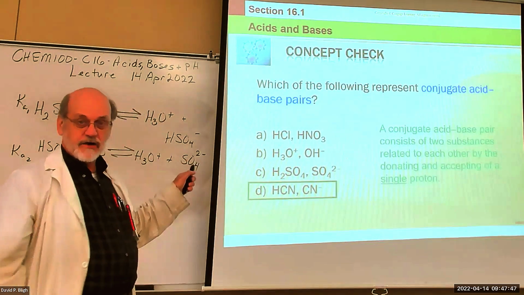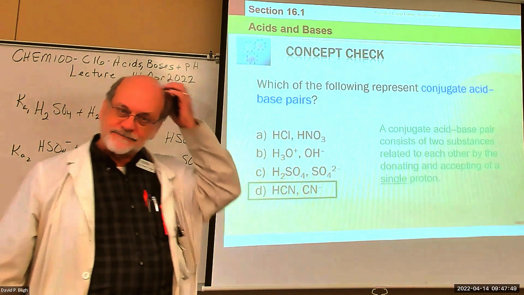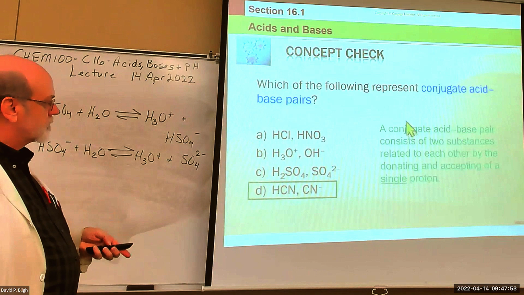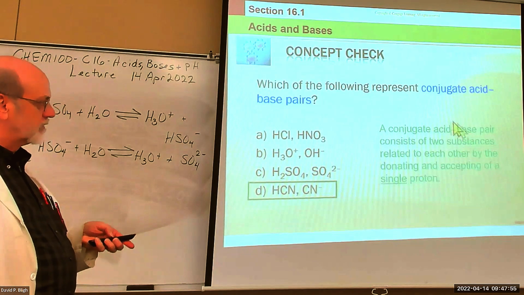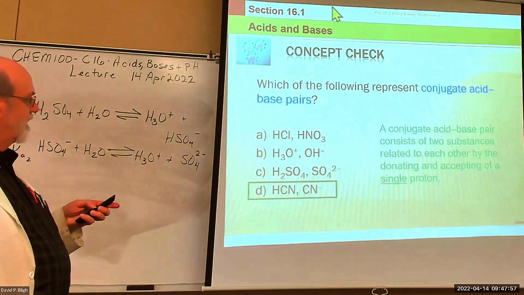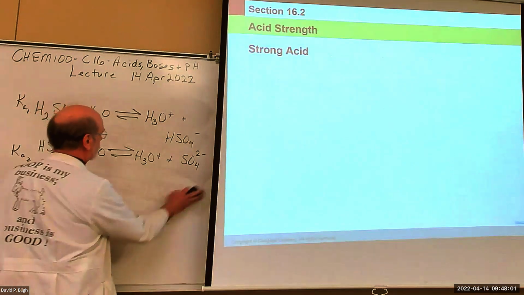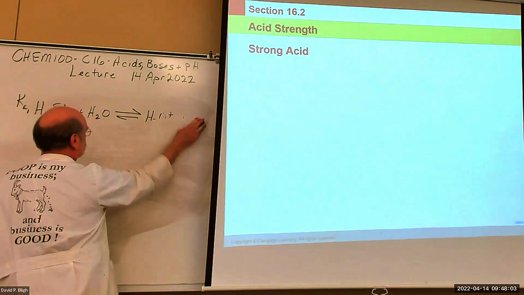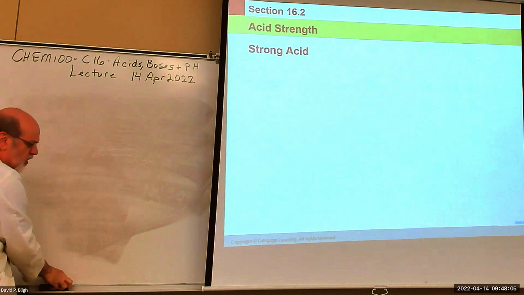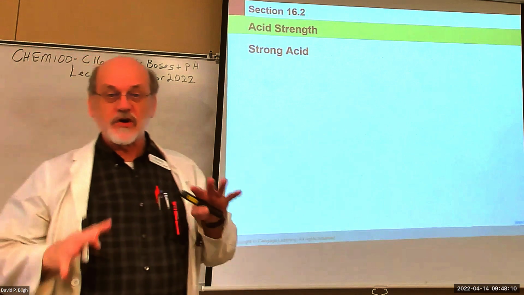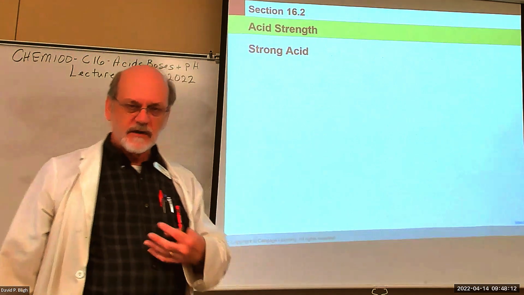Right. There's your conjugate acid-base pair. And here's a description of just what I told you. All right. So now, I used a term earlier, weak acid. We need to define these terms. Let's start with strong acids.